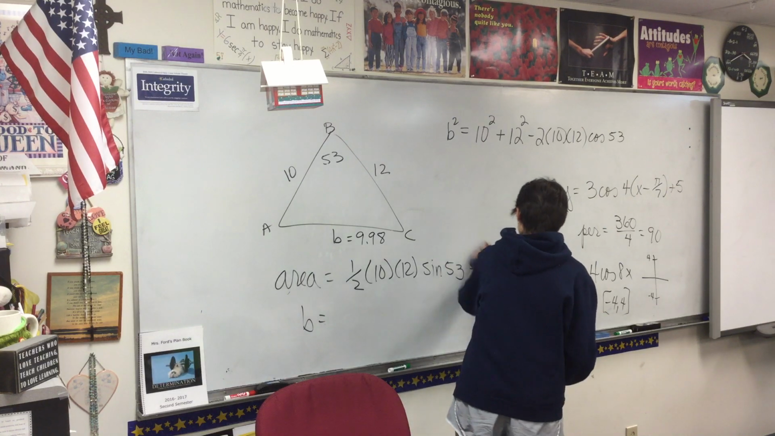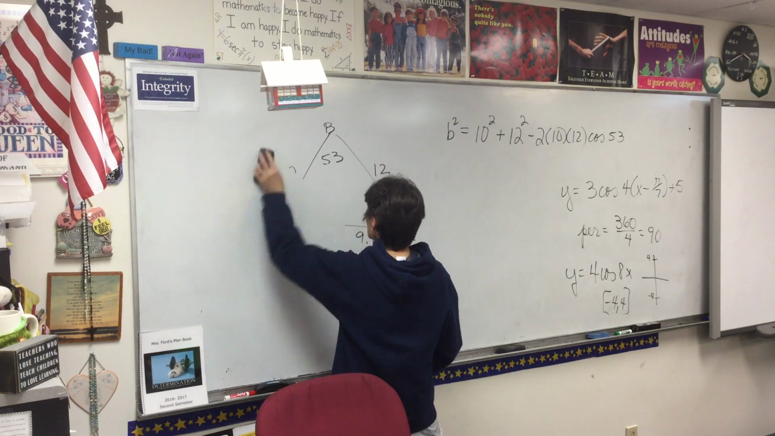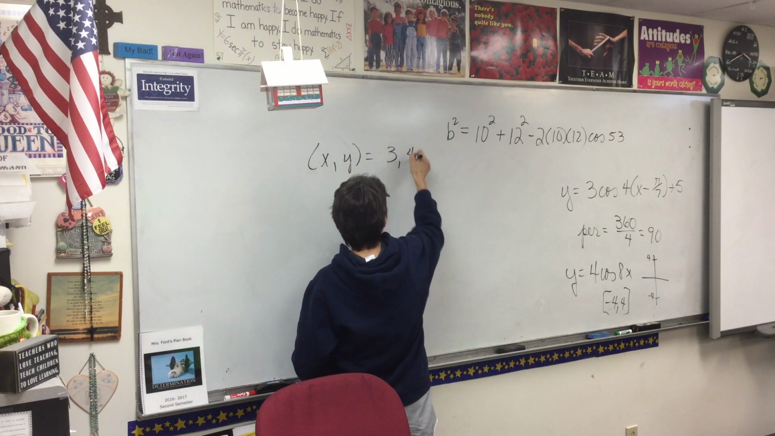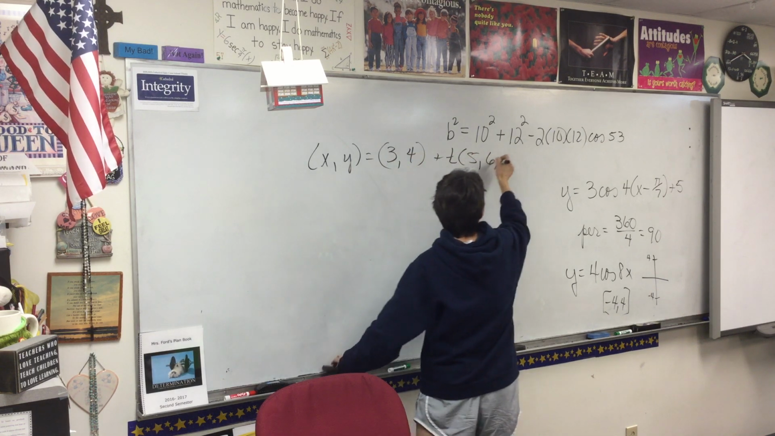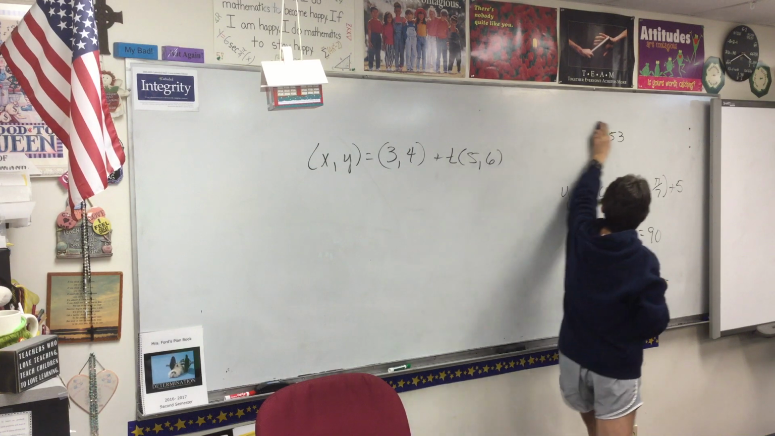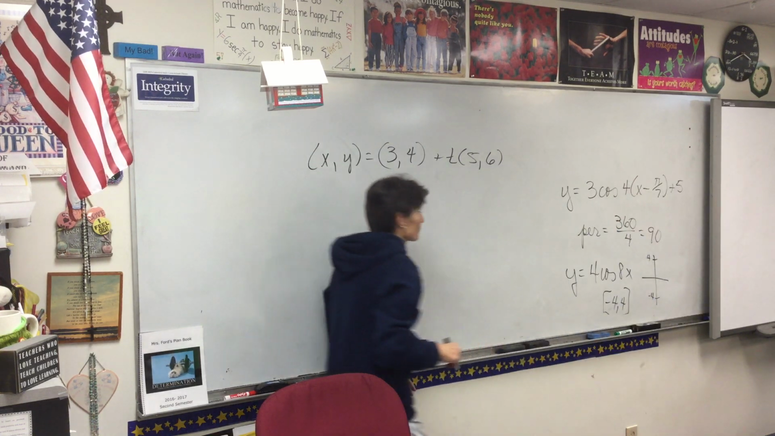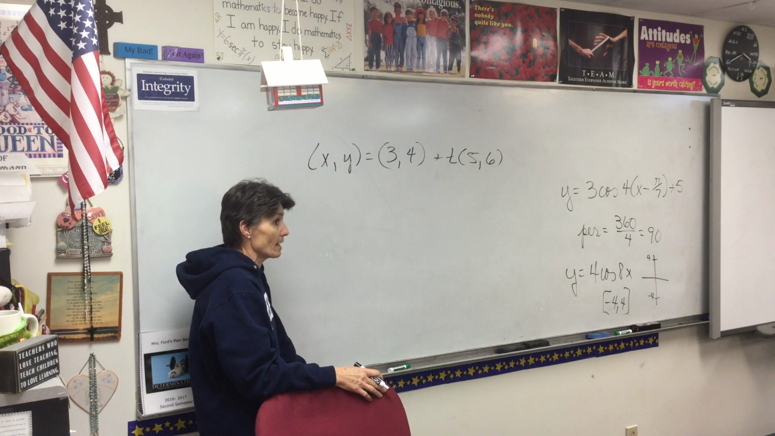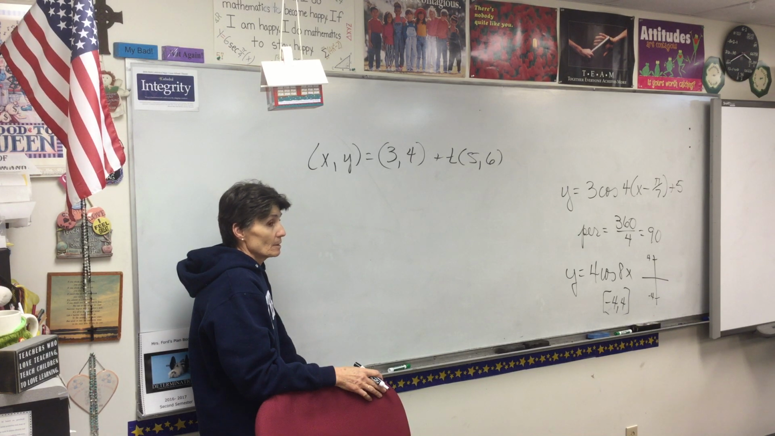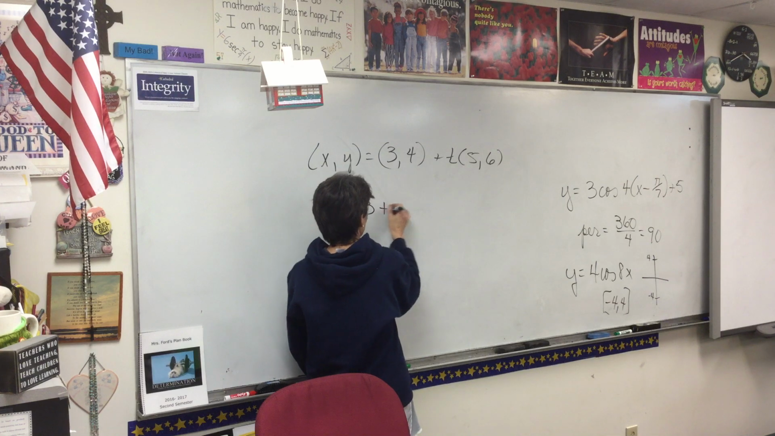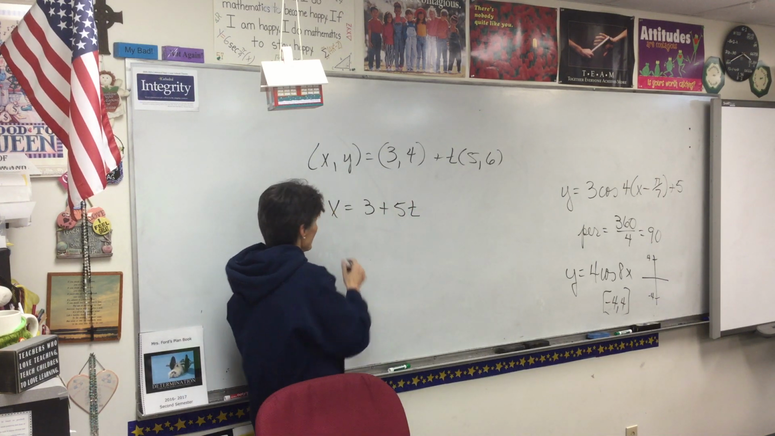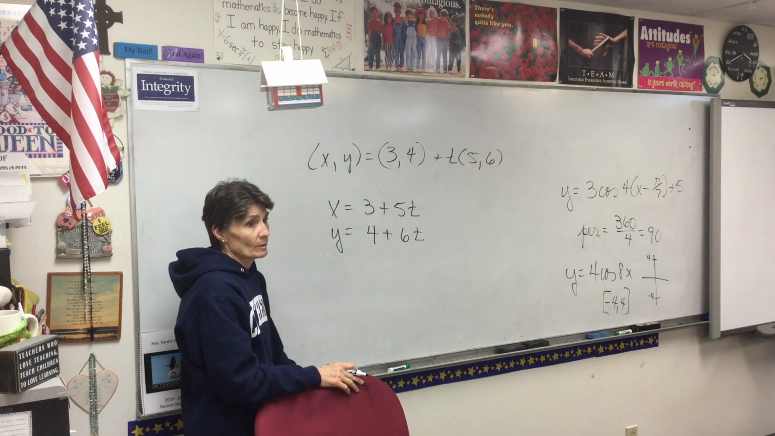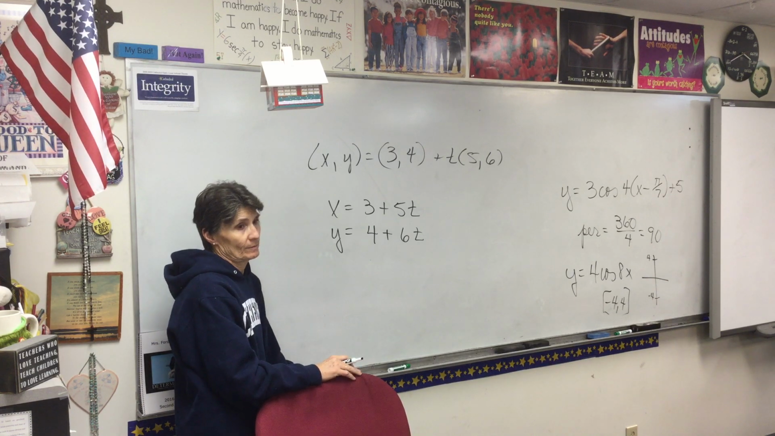So the problem will be written as a vector equation. So it'll say xy equals 3, 4 plus t times 5, 6, let's say. Okay? And it says, find the standard form of this line. All right, here we go. So x equals 3 plus 5t, and y equals 4 plus 6t. This is not the answer. Okay, please understand, this is not the answer.